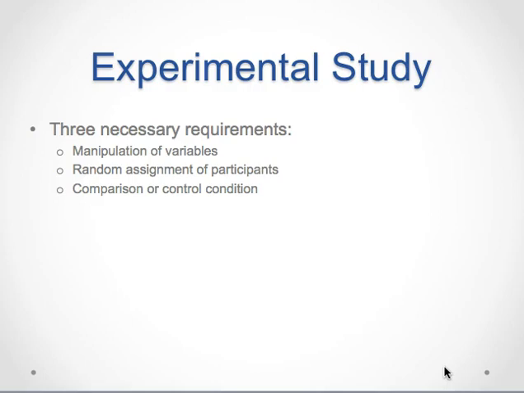So in our experiment example, researchers used random assignment, so requirement number 2 is met. Researchers manipulated room temperature, requirement number 1 was met. And researchers compared test scores between the experimental 90 degrees condition and the control 70 degrees condition. So requirement number 3 was met. So our example is an experiment.